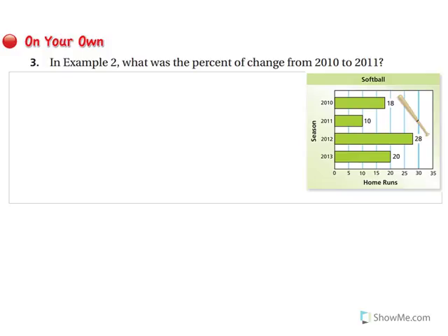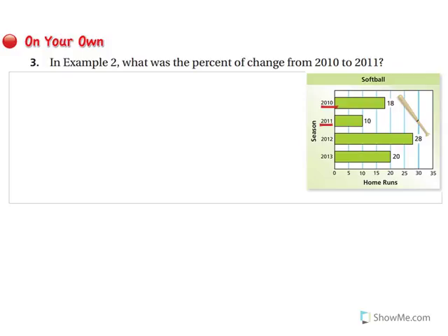Okay, so on our first on your own, it says in example 2, which I've gone ahead and put that softball information up for you, what was the percent of change from 2010 to 2011? Go ahead and take a moment to solve this problem. We'll check back in just a sec.